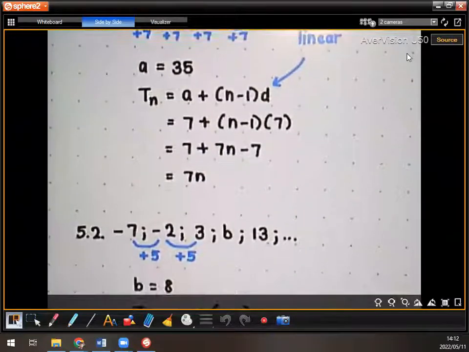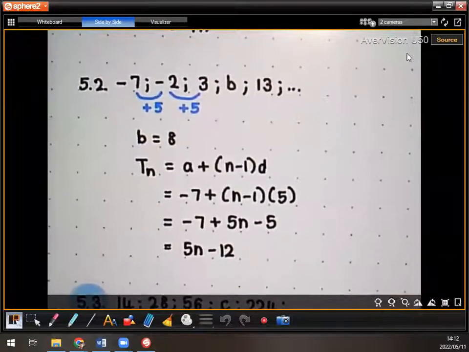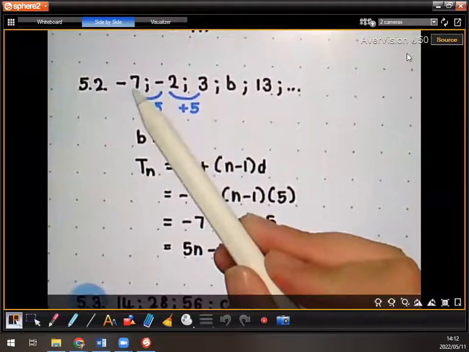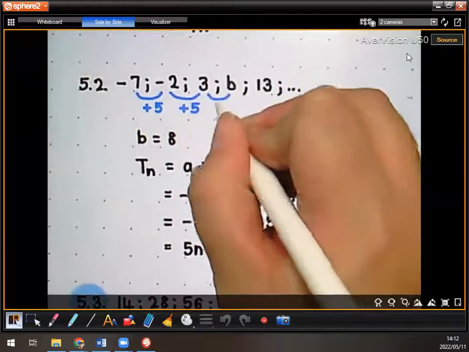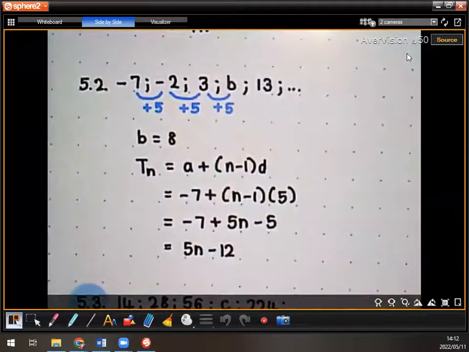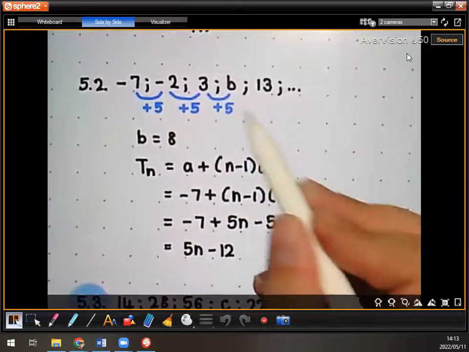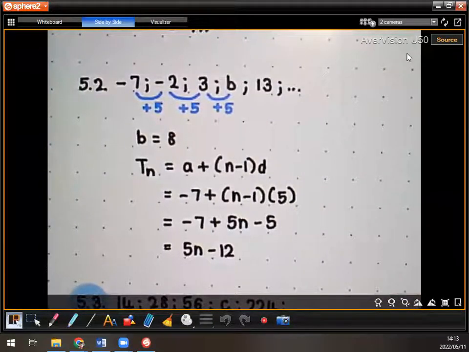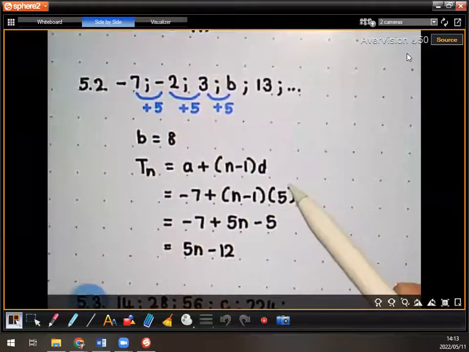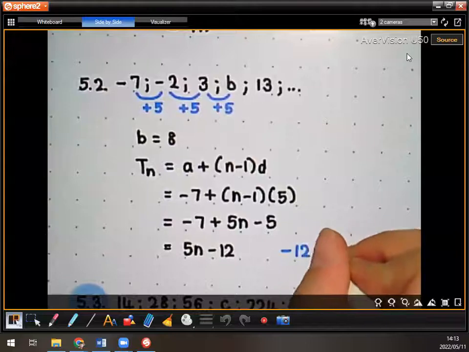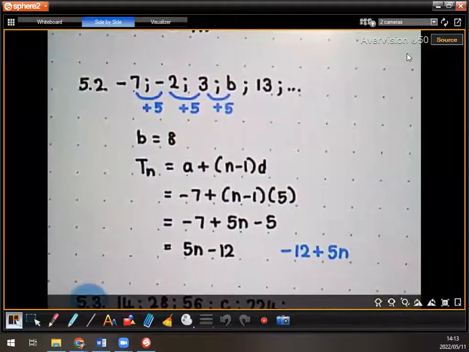The next one was also just a normal linear number pattern. We were adding 5 each time. So there you're adding 5, and then you're also adding 5. So to get B, you would again have to add 5. So B is 3 plus 5, which is 8. We're using the same formula. It's again a linear number pattern. We have a constant first difference. So term 1 is negative 7, the difference is 5. We multiply 5 into that bracket. And then you could also have written it as negative 12 plus 5n, that's fine. That was really fine.